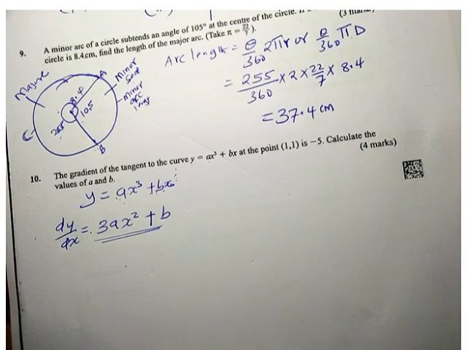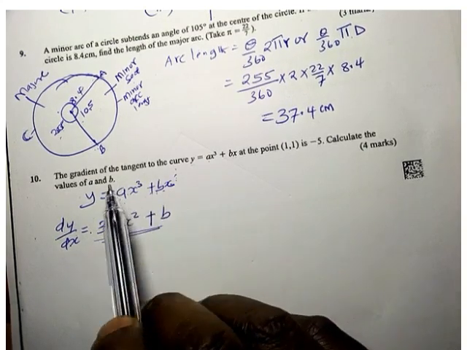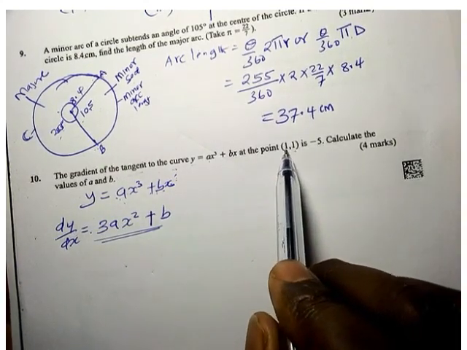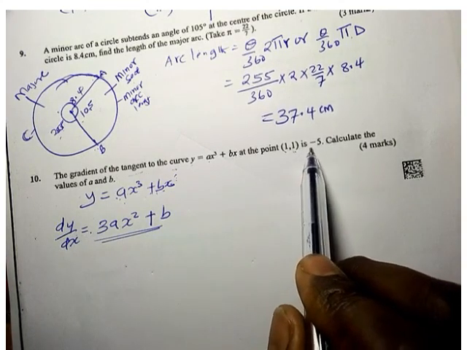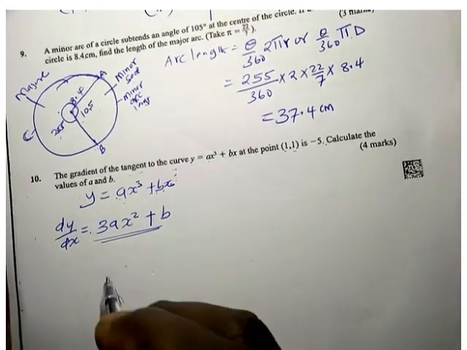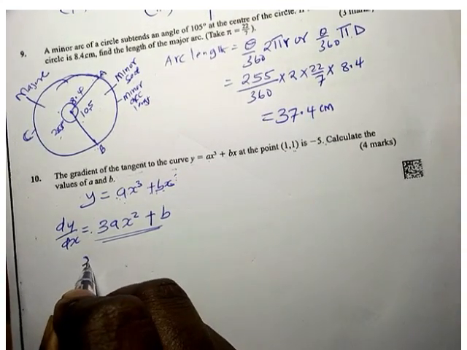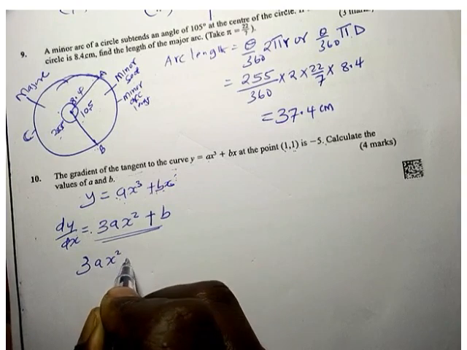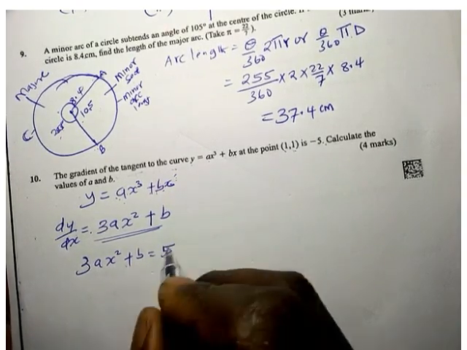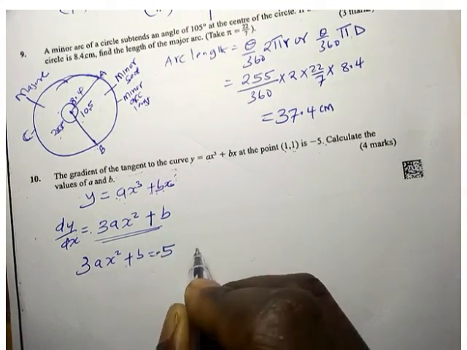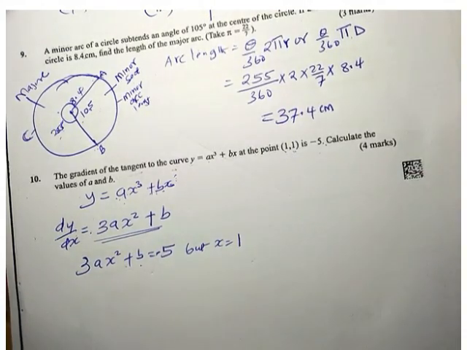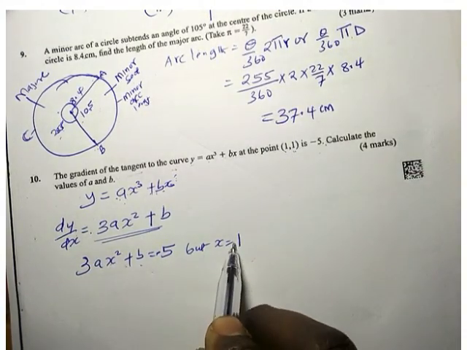3ax² + b. But we have been told that the gradient function at the point (1, 1), that is when x is 1, is negative 5. So it means that 3ax² + b, the answer is negative 5. But at this point, x is equal to 1, right? So where you see x here, you substitute with 1.